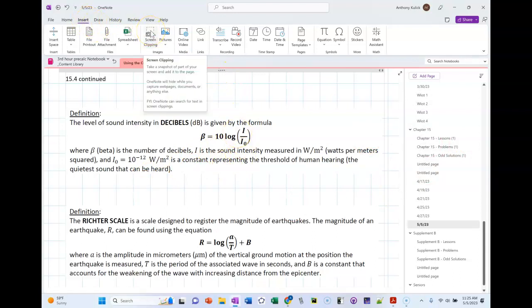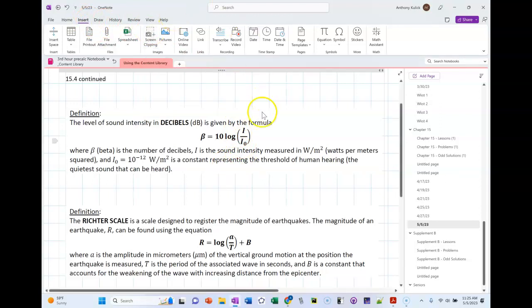Yes, sir. So for the beta one, is it I over I? That's I over I naught. So the 0 subscript is all part of that name. The numerator is I and the denominator is I naught is the way you read that with the 0 subscript. But those are the letter I's, yes.